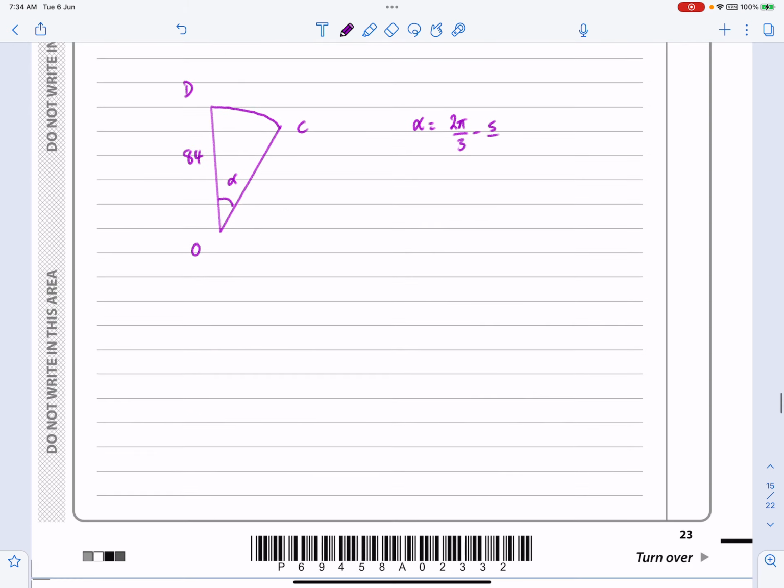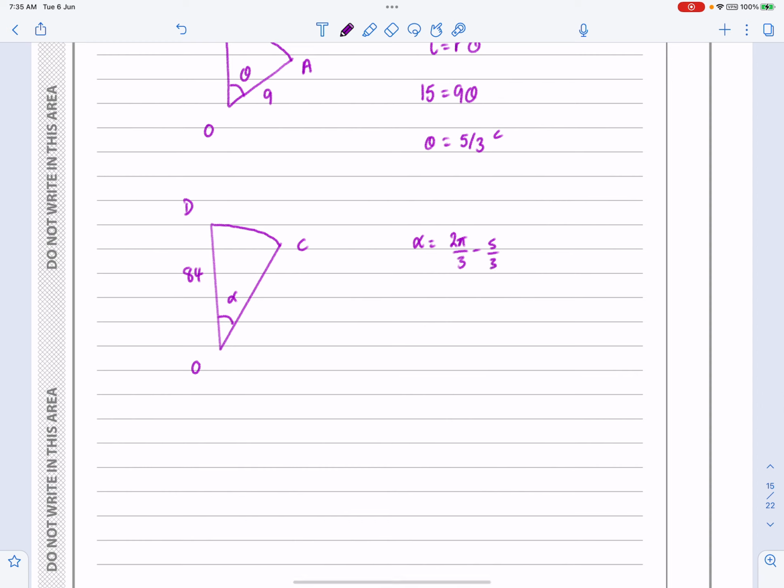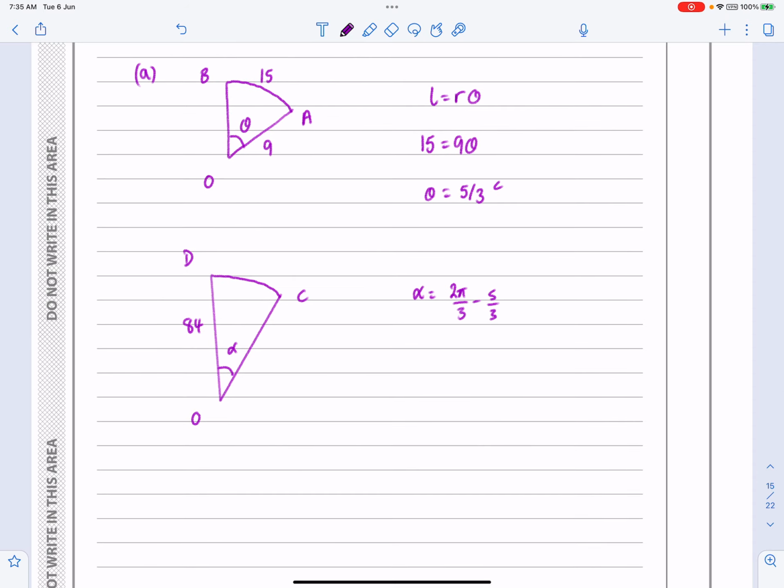So if I do that, sorry, put that back in. I'm going to leave it like that. I'm not going to do anything with that at the moment, because now I can use L equals R theta again. So L equals R theta.